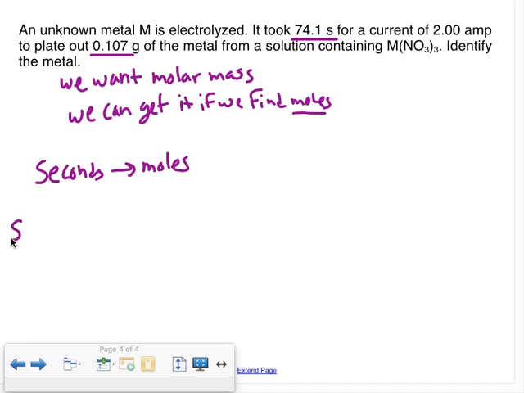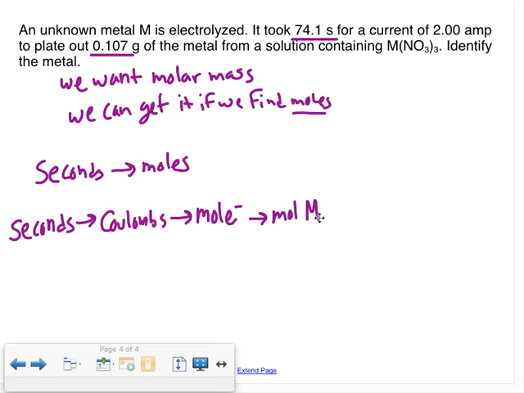We can use the current to go from seconds to coulombs, or the charge. If we have the coulombs, we can figure out how many moles of electrons were transferred. If we know the moles of electrons, we can find the moles of metal M. And that's what we're trying to get to, right? Just moles of M.